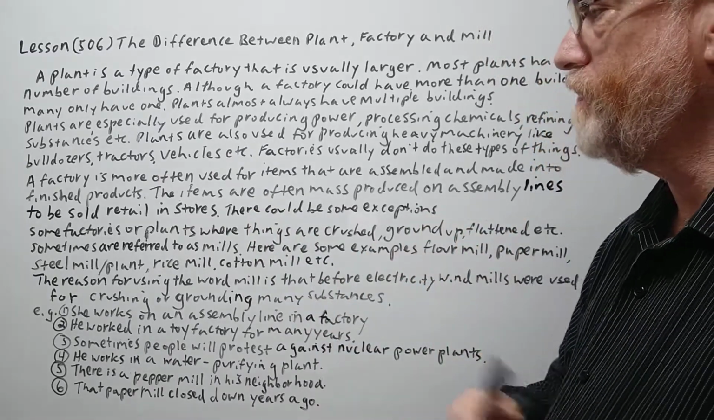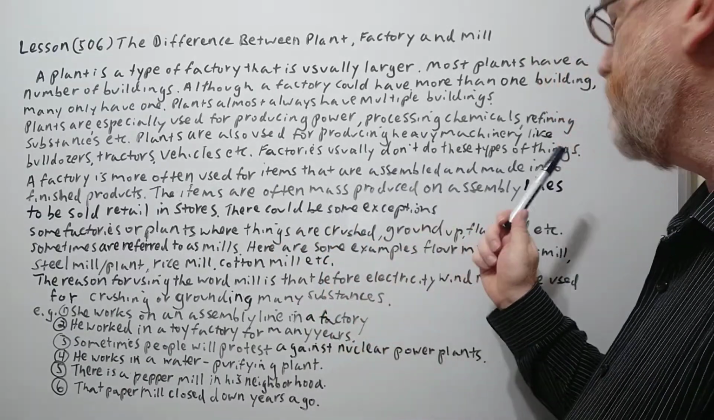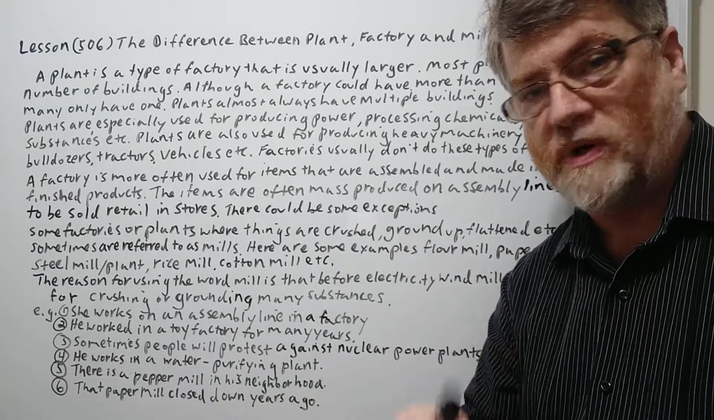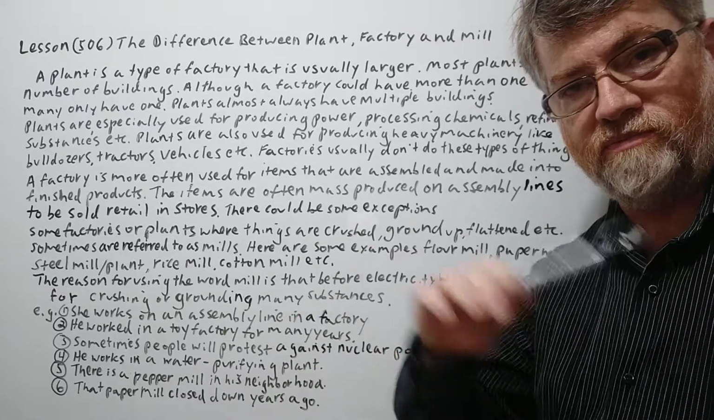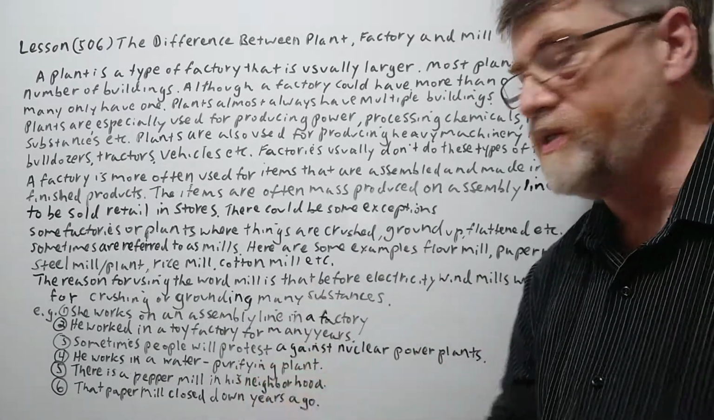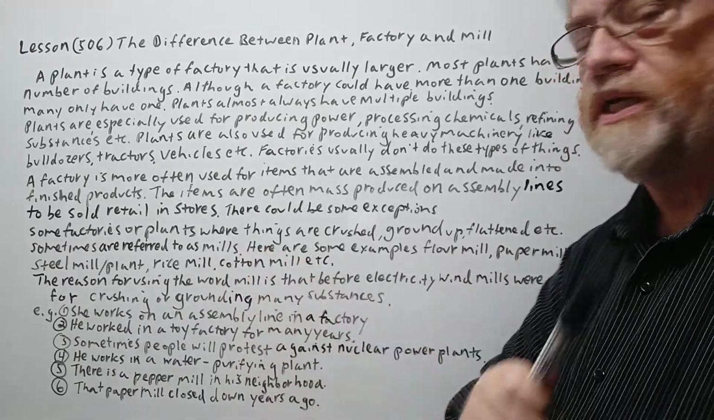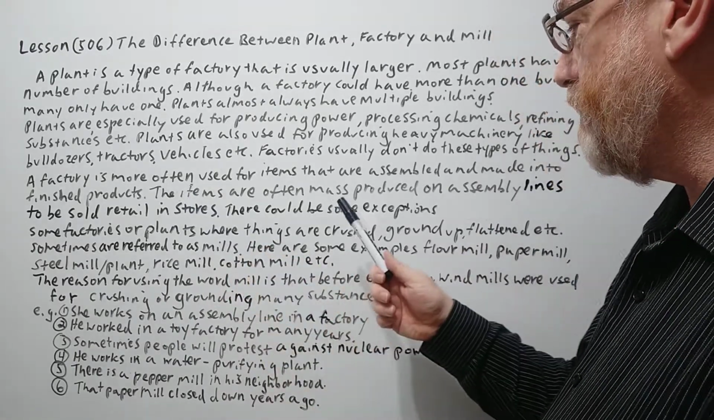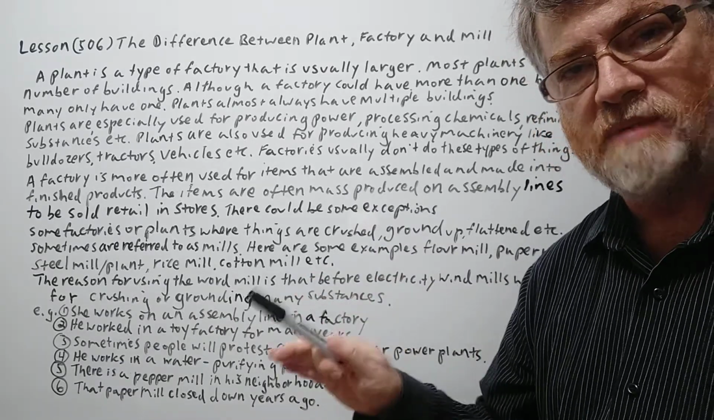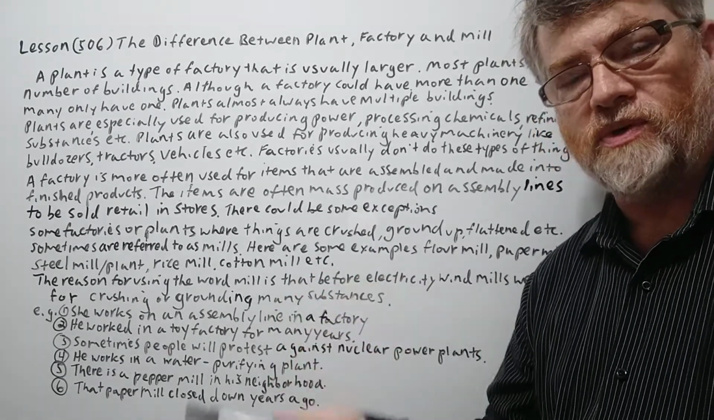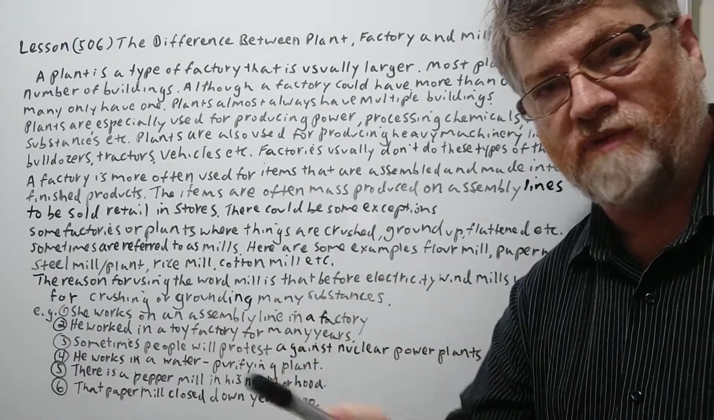All right, let's continue. Factories are more often used for items that are assembled and made into finished products. The items are often mass-produced, on a large level, like many thousands at a time, on assembly lines to be sold retail in stores. There could be some exceptions. So anything that I'm telling you here, there could be some exceptions to, but if you kind of follow these rules, most of the time you'll probably be able to guess what it's like and what the differences are.